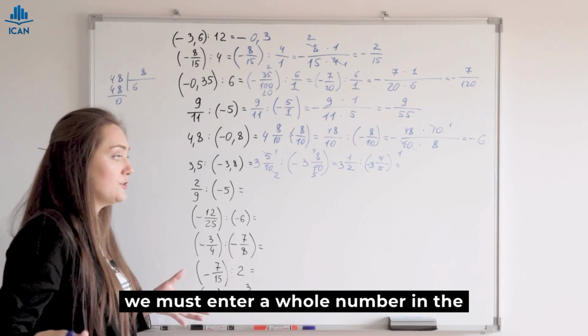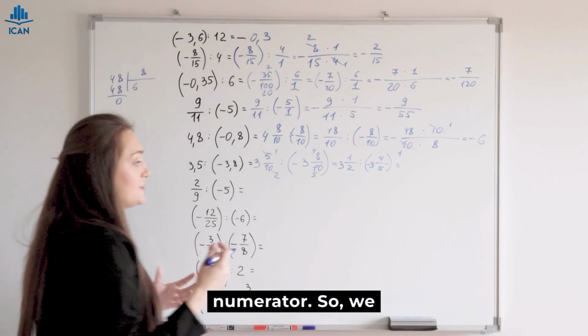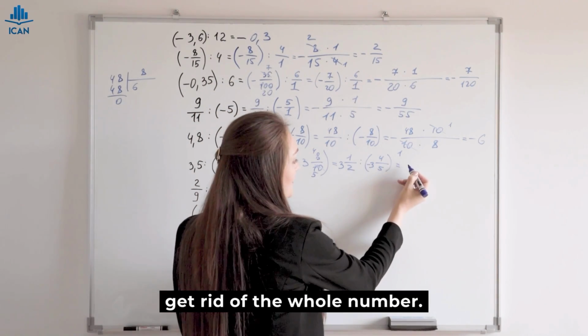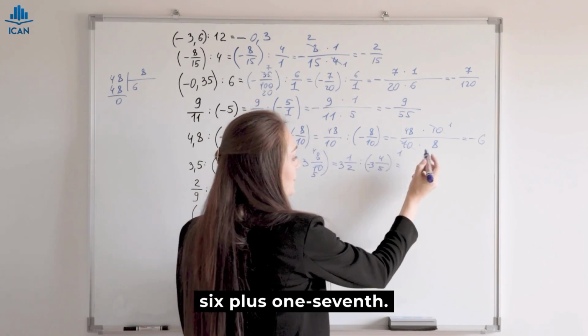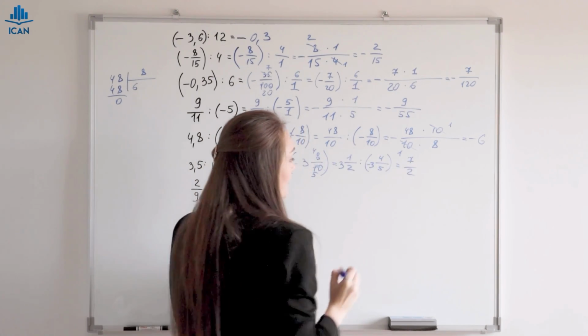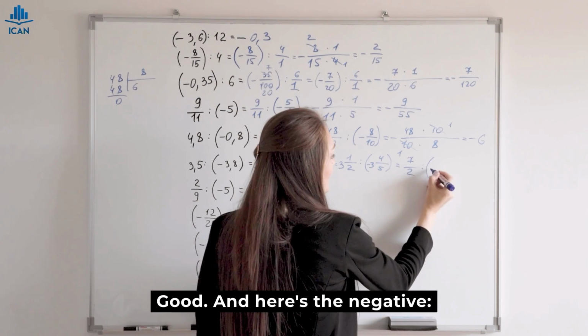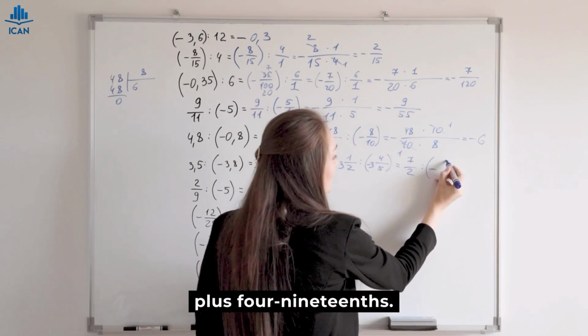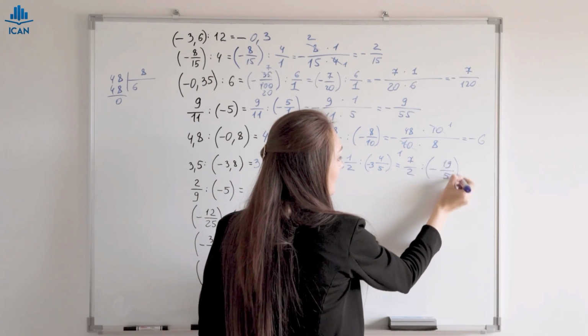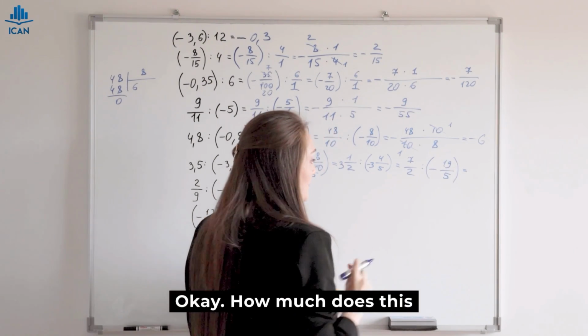Now we must enter a whole number in the numerator. So we get rid of the whole number. 3 times 2 is 6 plus 1/7. Good. And here's the negative. 3 times 5 is 15 plus 4/19. 19/5. Okay, how much does this come to?